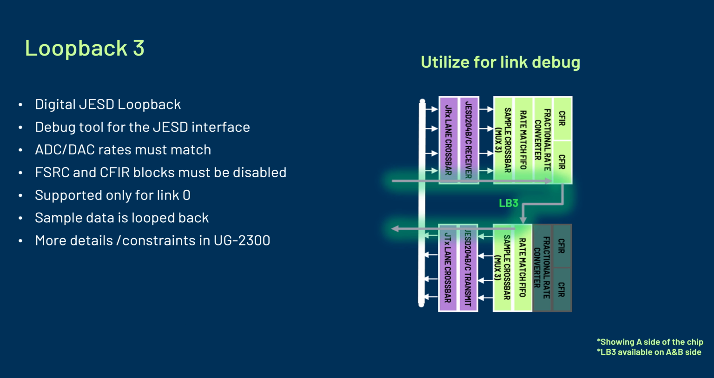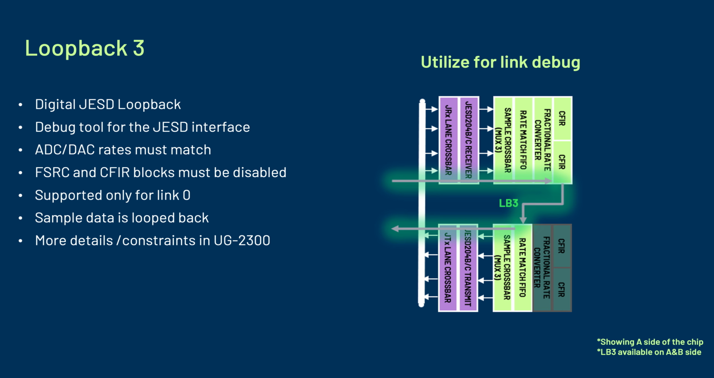Finally, we look at loopback 3, a JESD digital loopback which routes sample data from the JESD 204B or C JRX transport layer to the input of the JTX transport layer. It is after the FSRC and CFARE blocks, which must be disabled. The ADC DAC data rates need to match to use the feature. The loopback mode is only supported for link 0, and only the sample data is looped back.